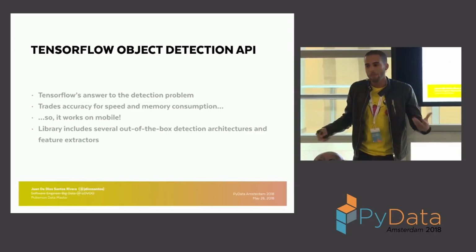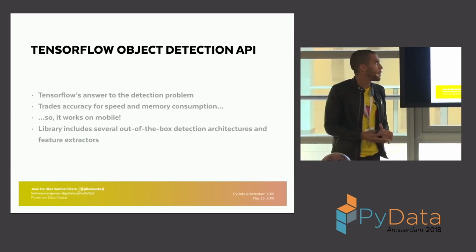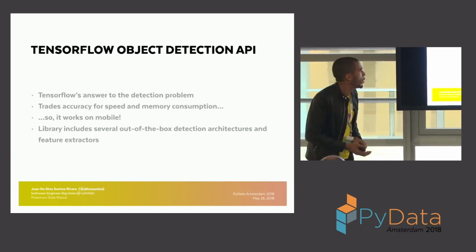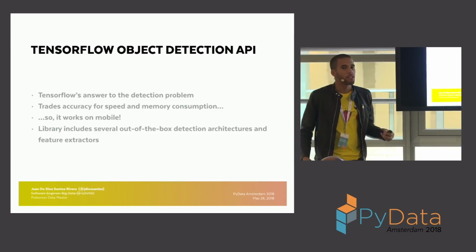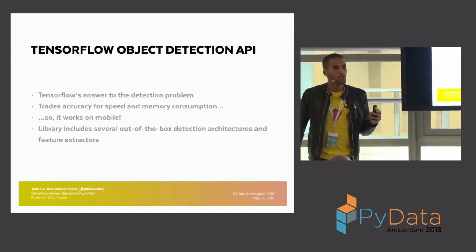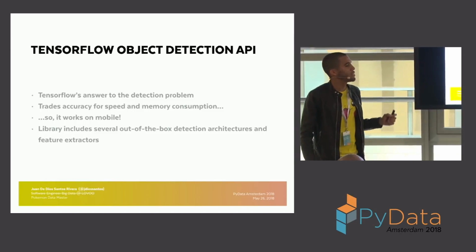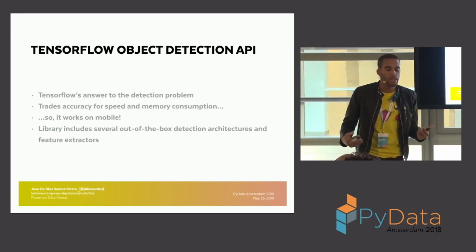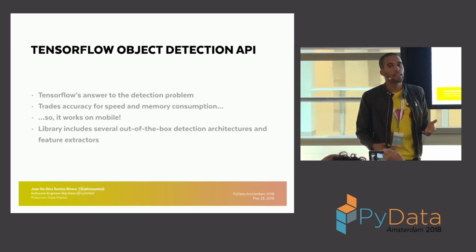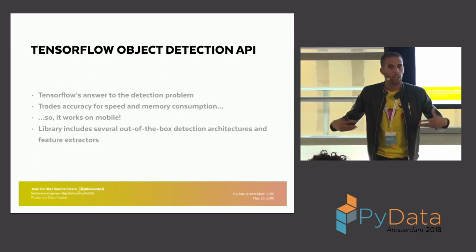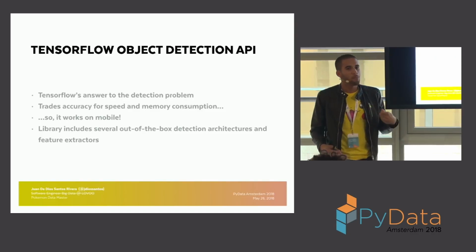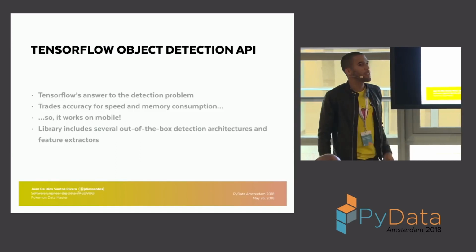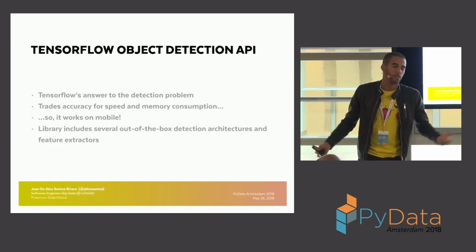And how did I build this? Like, how did I do my system? I use the TensorFlow Object Detection API, which is TensorFlow's answer to the detection problem. And this library is really, really cool. And the best part is that it is able to trade accuracy for speed and memory consumption, meaning that we are able to make our system a little bit weaker in terms of accuracy. However, it's going to be even better in terms of speed and memory consumption, meaning that we will be able to deploy it in weak devices, such as mobiles.